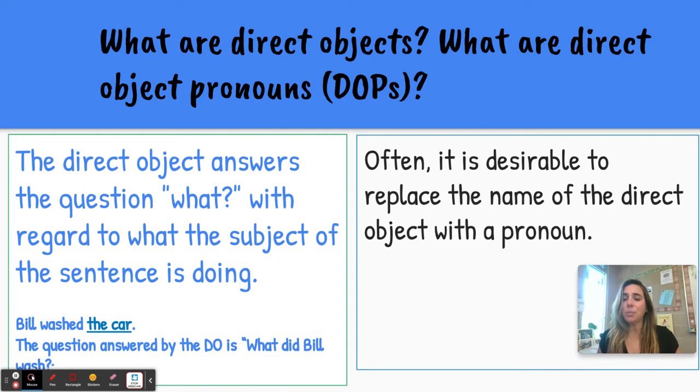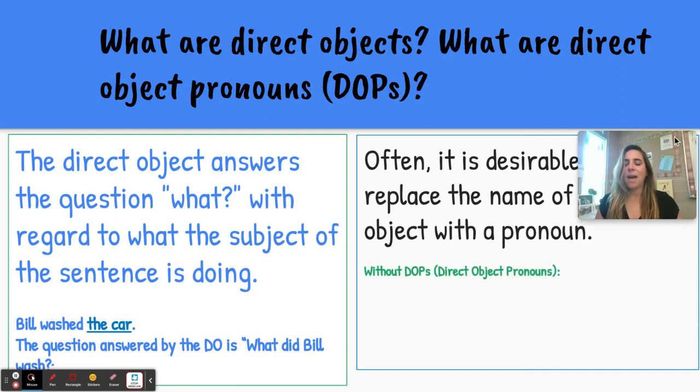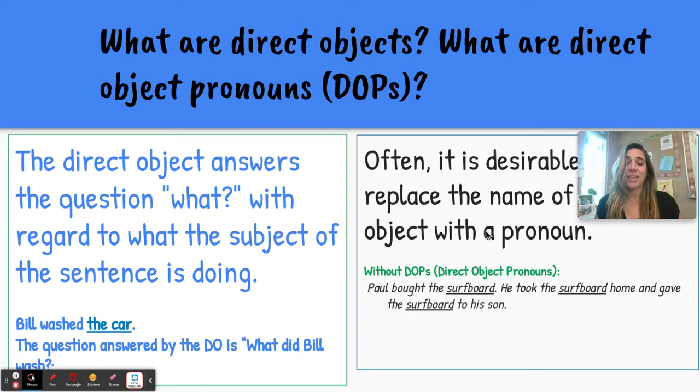Often, it's desirable to replace the name of the direct object with a pronoun. This makes sentences a little bit easier, cleaner. Take a look at the example here. We have first a sentence without direct object pronouns: Paul bought the surfboard. He took the surfboard home and gave the surfboard to his son. Notice how the direct object, surfboard, is being repeated over and over. He bought what? Surfboard. He took what? Surfboard. Gave what? Surfboard.